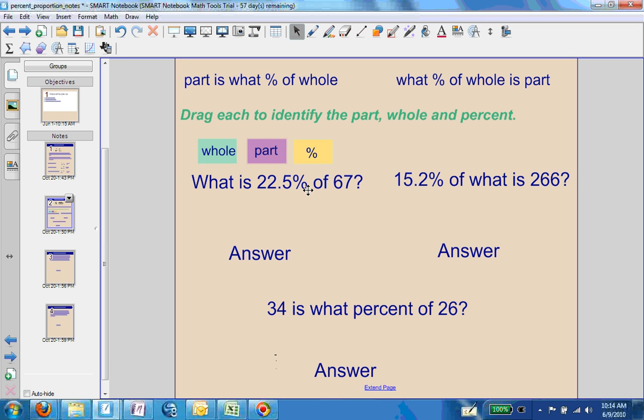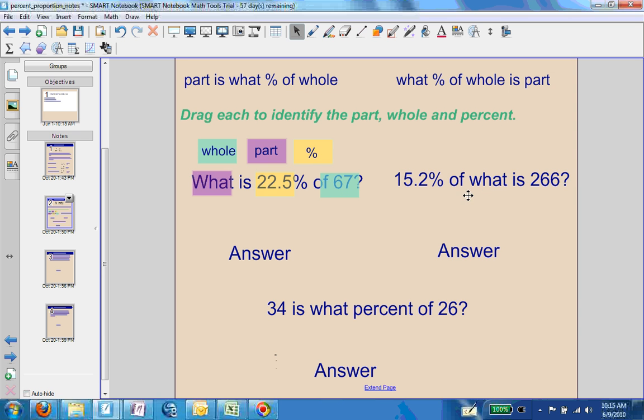So in number 1, see if you can figure out which part is the whole. The whole is the part that has the of. So of 67, so 67 is our whole. The part goes with the word is. So what is? So that's our X. And then the percent goes, of course, with the percent sign. So that's 22.5.